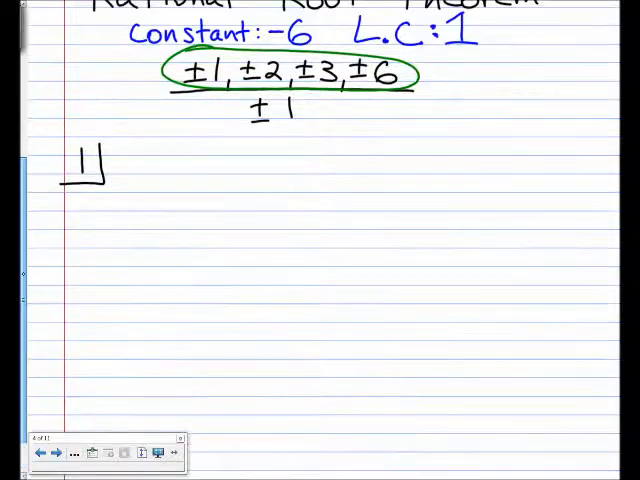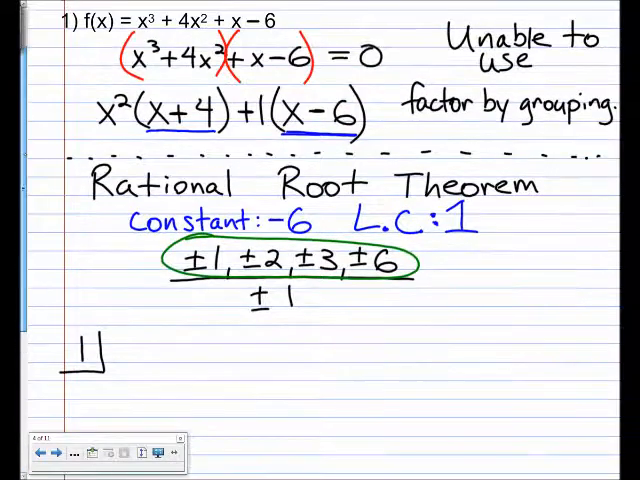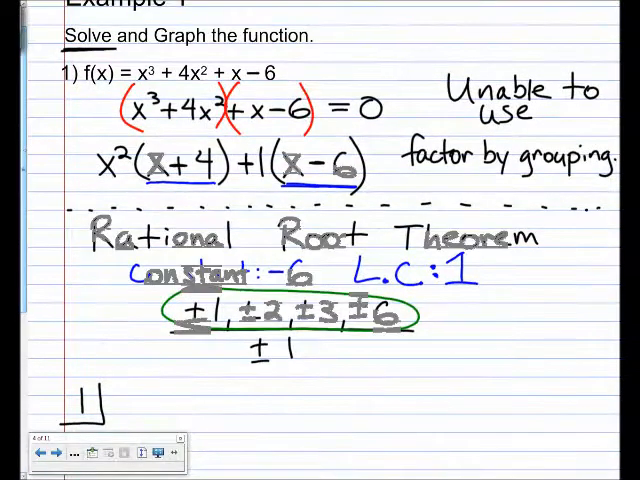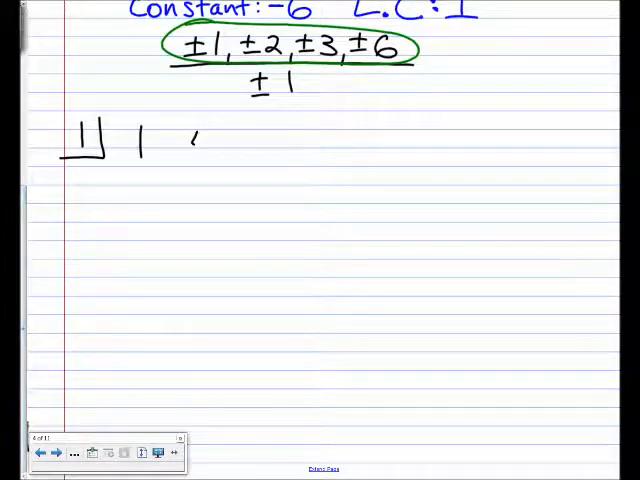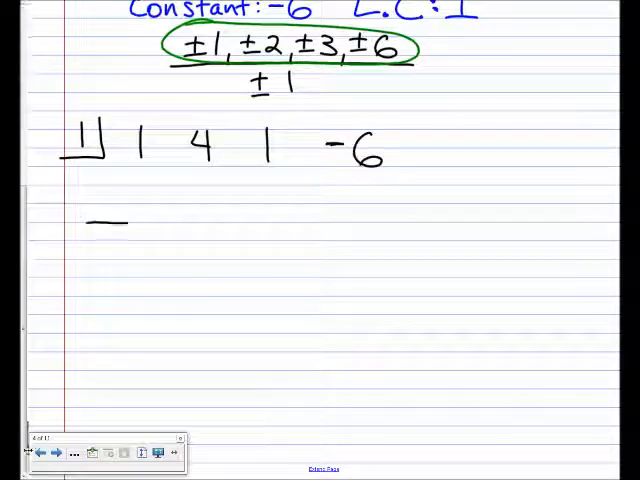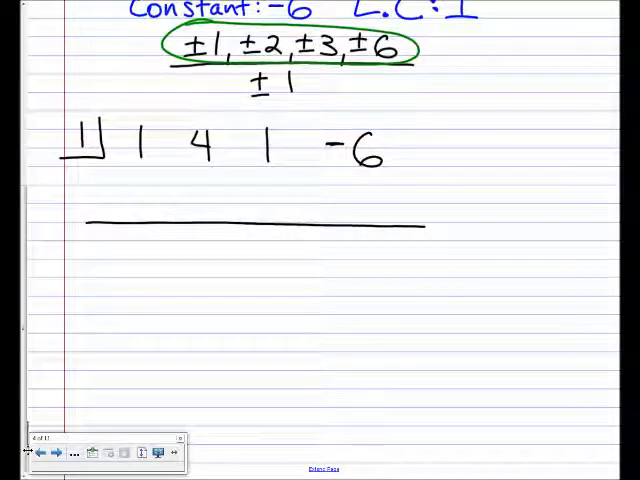And I'm going to write down my coefficients from the original problem. The coefficients are 1, 4, 1, and negative 6. And I'm hoping that I get 0 at the end of this.